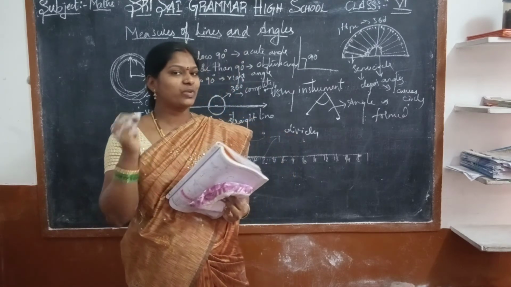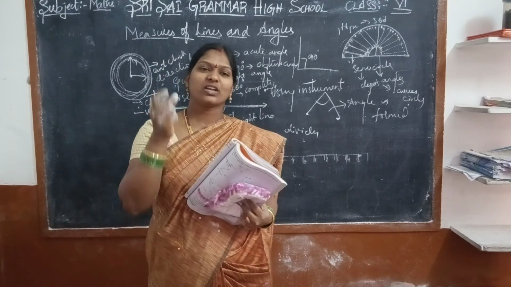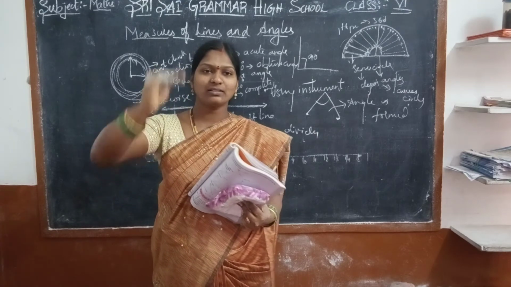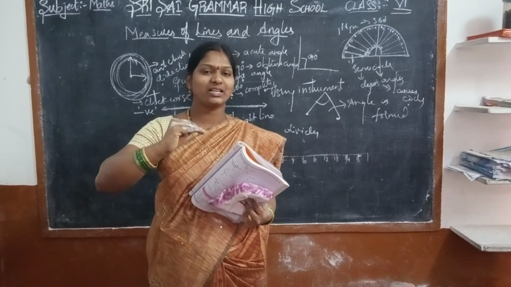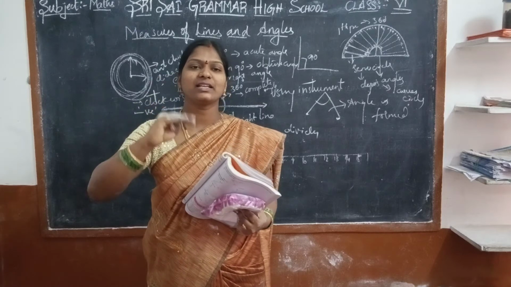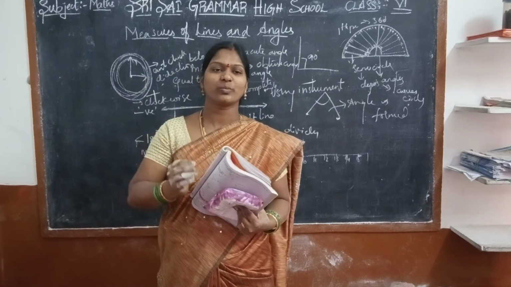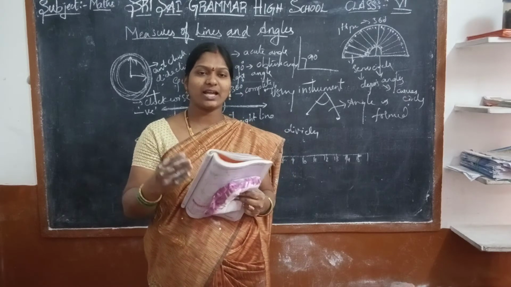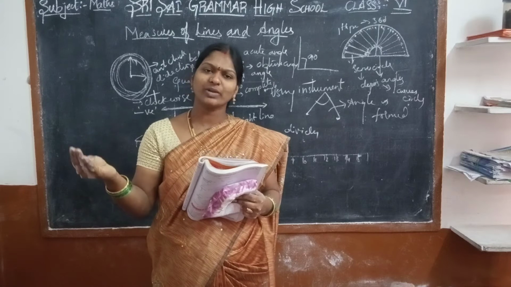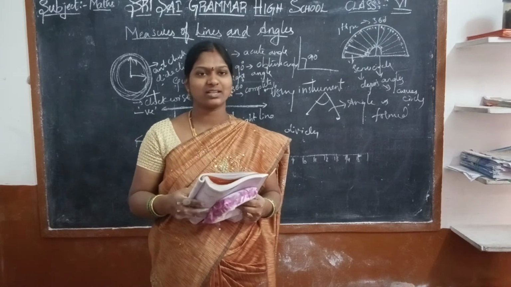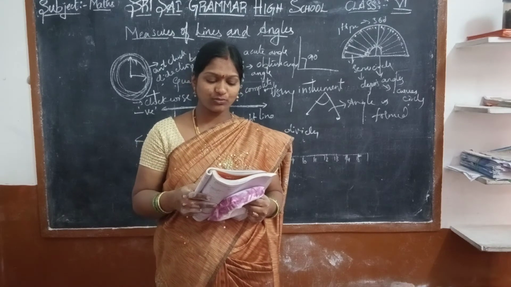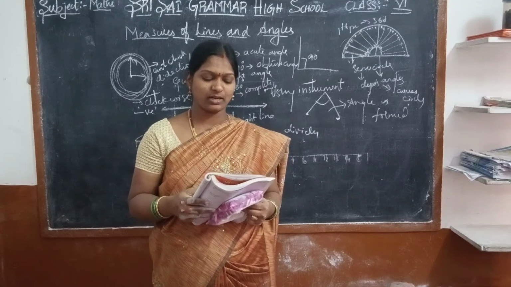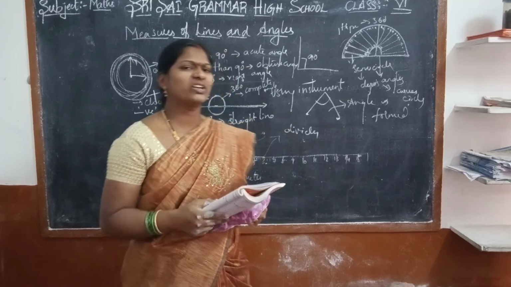If they give the measure in the form of words also, if it is more than 90 degrees and less than 180 degrees, it is said to be obtuse. When they say more than a right angle, 90 degrees is nothing but the right angle. The reflex angle is more than a straight angle and less than a complete angle. What is a reflex angle?